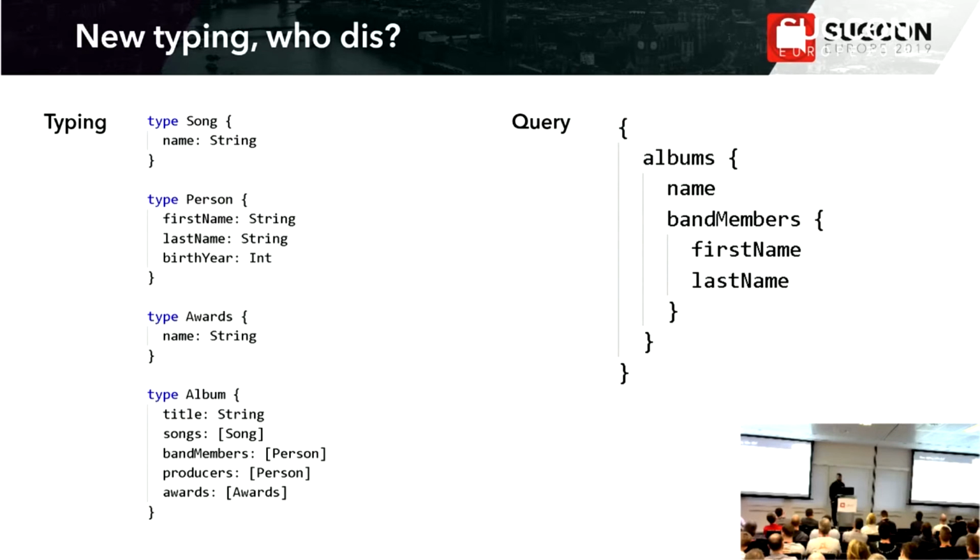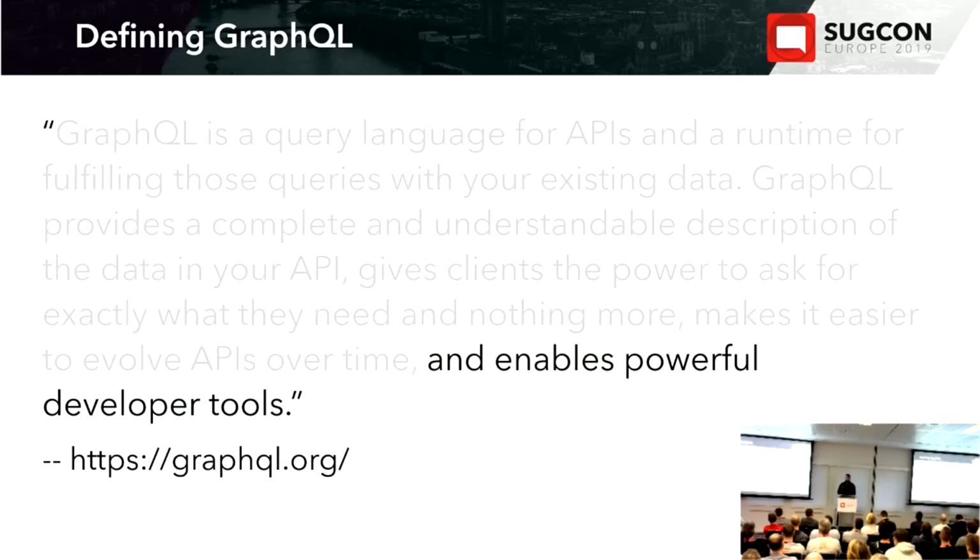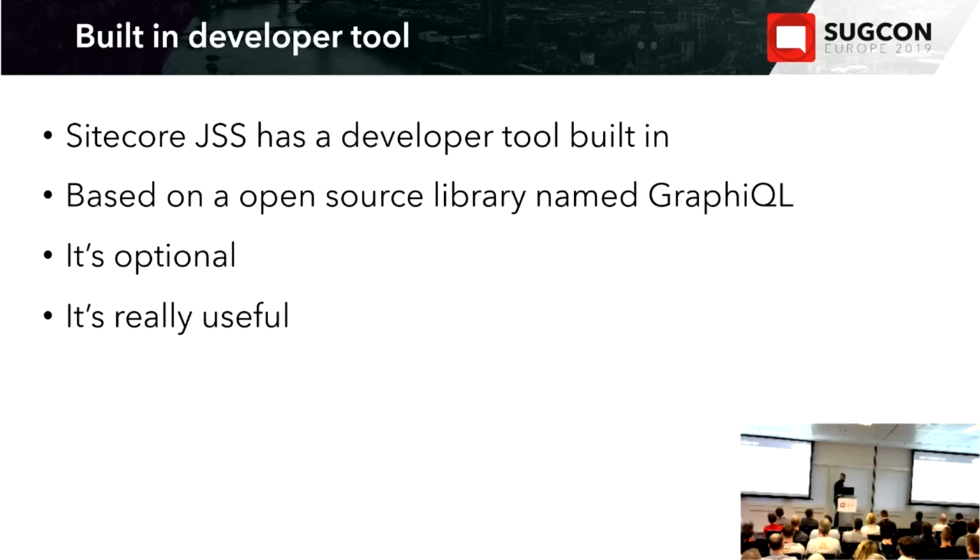And the last part of the definition is that it enables powerful developer tools. Sitecore JSS has a developer tool built in. It's based on an open source library called GraphQL. It's optional, but it's really useful. This is something you're probably going to want running locally, but not necessarily in production. So you can enable it per environment, and there are rules in place already to do that.